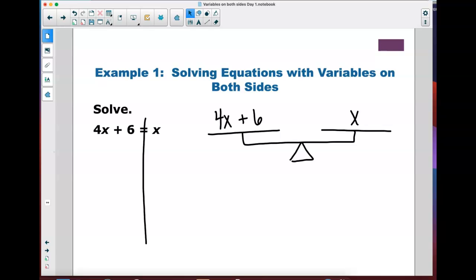Which side do you think we should take the variable away from? Brinley says she wants to get rid of the x's on this side. That's okay, as long as whatever we do on one side, we do to the other. So that is completely okay. What she said we're going to do is take these away. I want to get rid of those 4x's, so I want to subtract 4x's from that side. If I do that on the left, I have to do the same on the right.